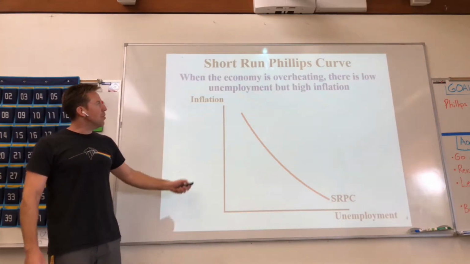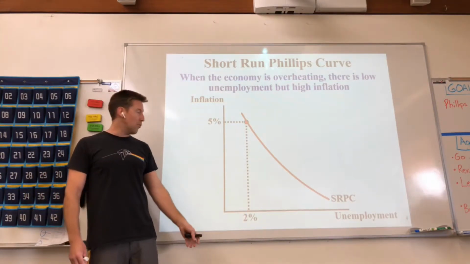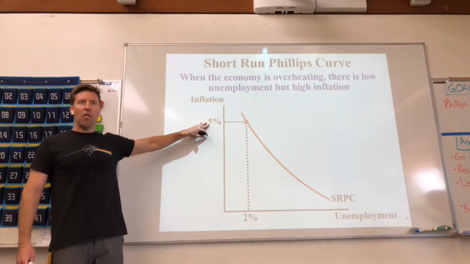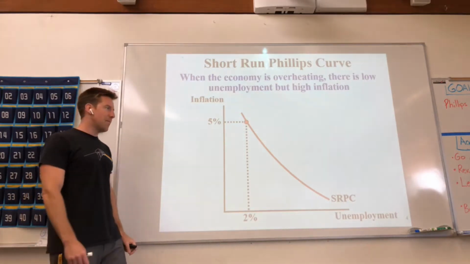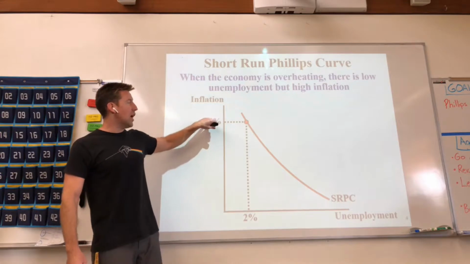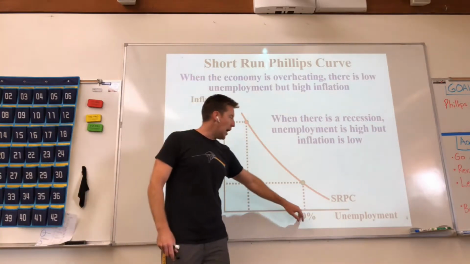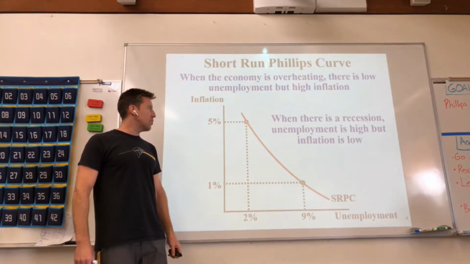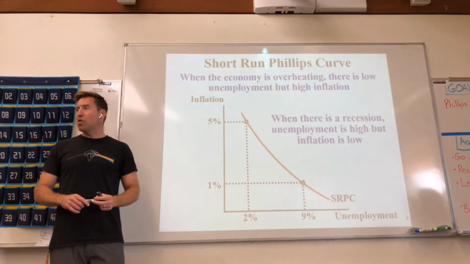So if, for example, we have very low unemployment, like 2%, more people are working than our natural rate, well, inflation is going to be higher, about 5%. Lots of people are competing for the same goods. They're demanding a lot of stuff. They're pulling up the prices. So when unemployment is low, inflation is high, and the exact opposite occurs in the reverse. When there's a recession, you have very high unemployment. 9% is much higher than 4 to 6%, so our inflation rate is low. When there's a recession, unemployment is high and inflation is low.